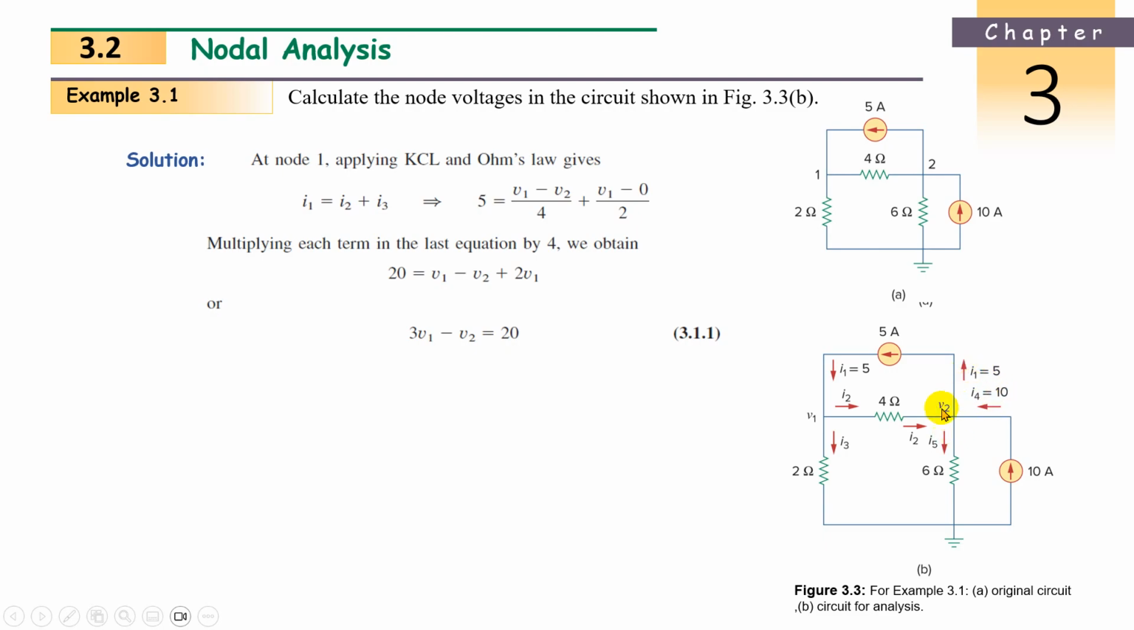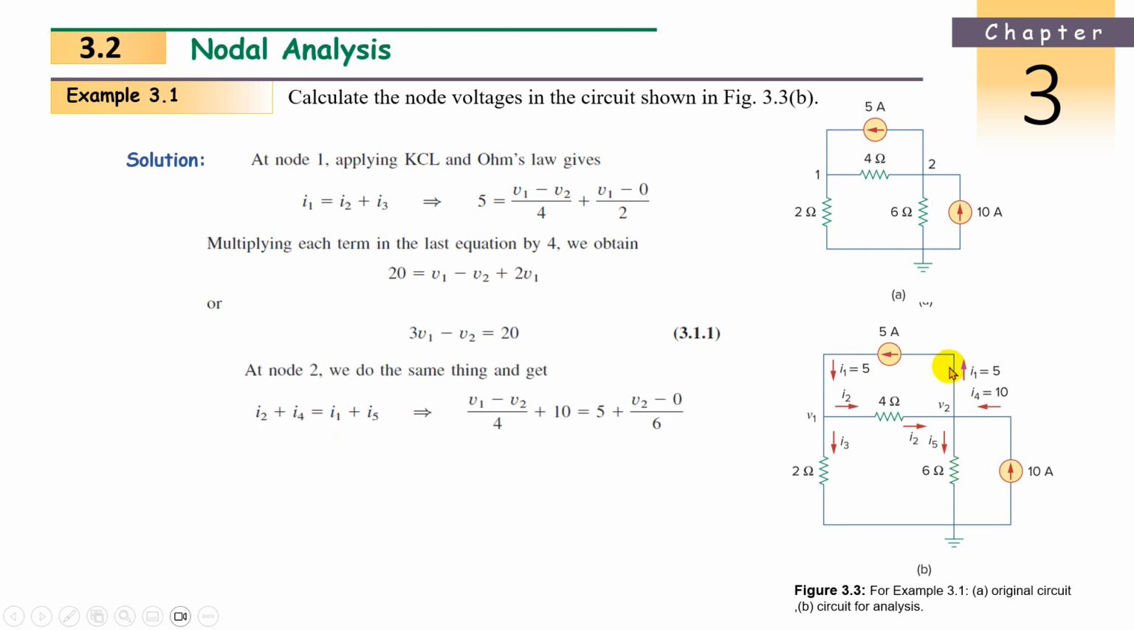I4, I2. Good. I4 and I2 are entering. Next, I1 and I5 are leaving. So write the equation: I4 plus I2 is equal to I1 plus I5. I2 plus I4 is equal to I1 plus I5.